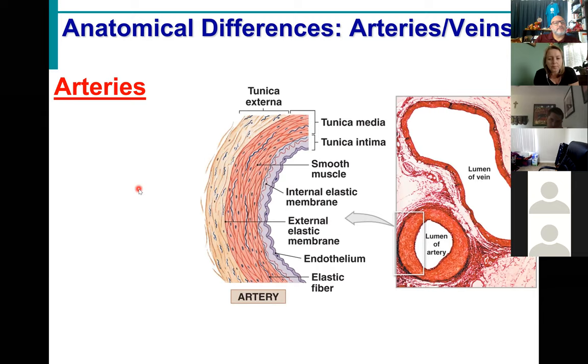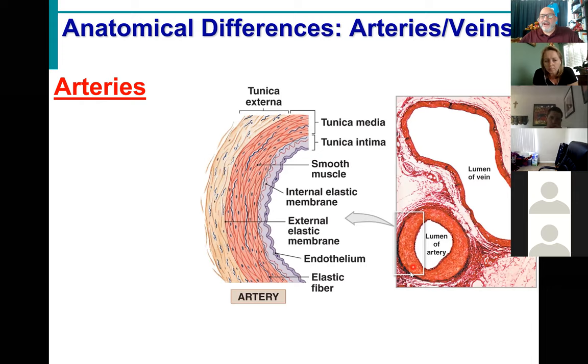Yes, blood pressure can increase in the veins as you're moving more blood through them, but it's always going to be much, much lower than it is in the artery. And it should always be zero when it comes back to the heart. If not, you have problems. And luckily, we have a way to fix that.